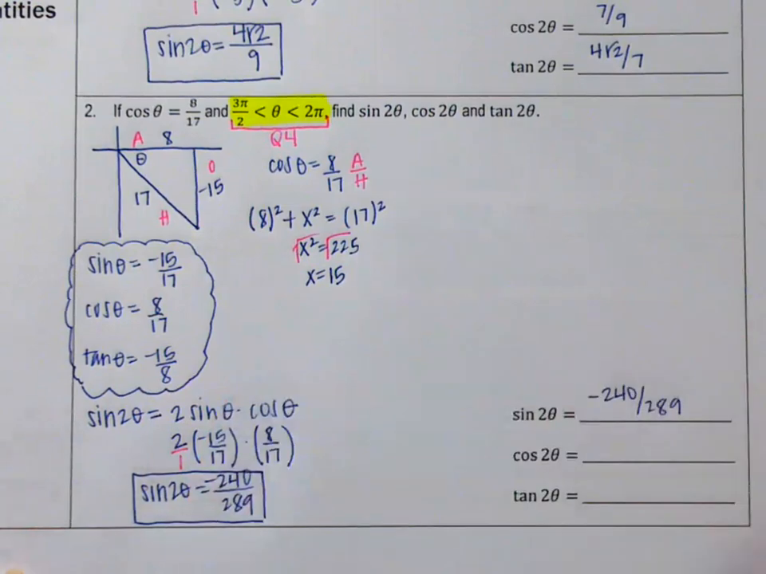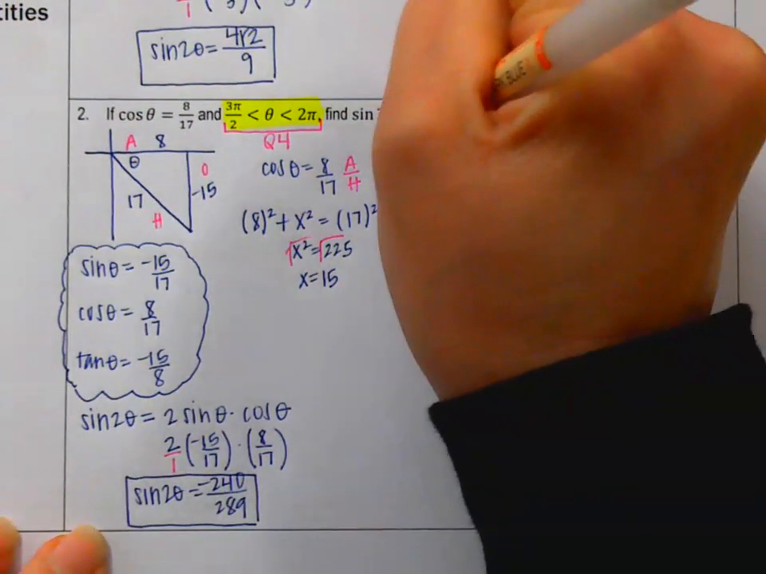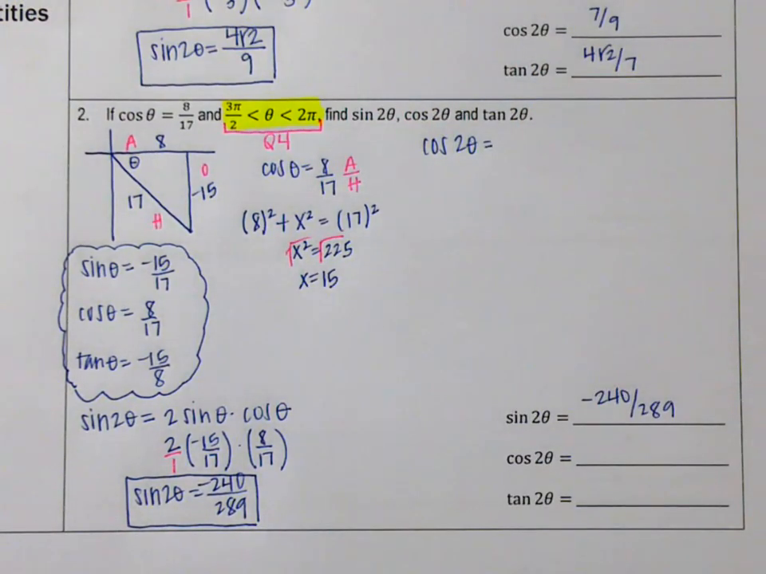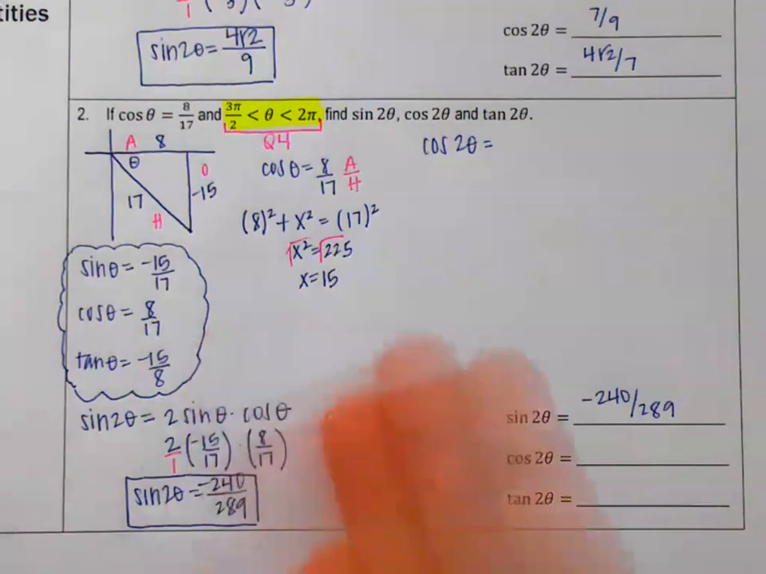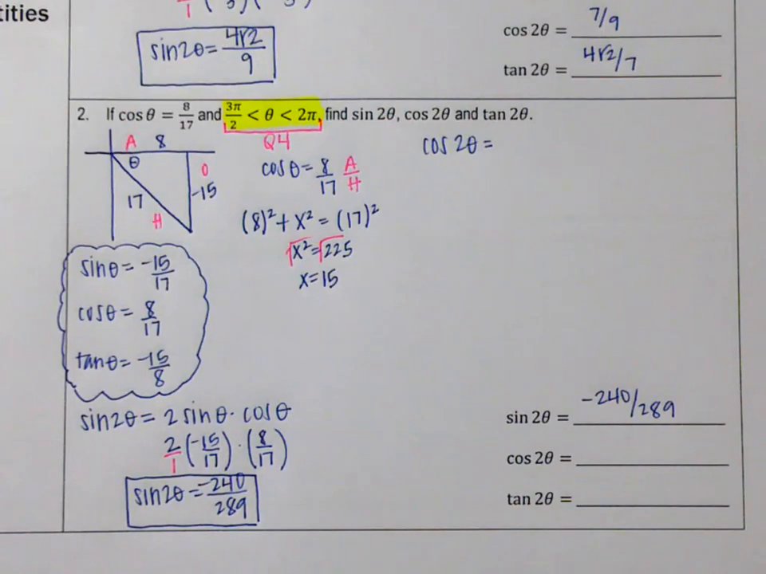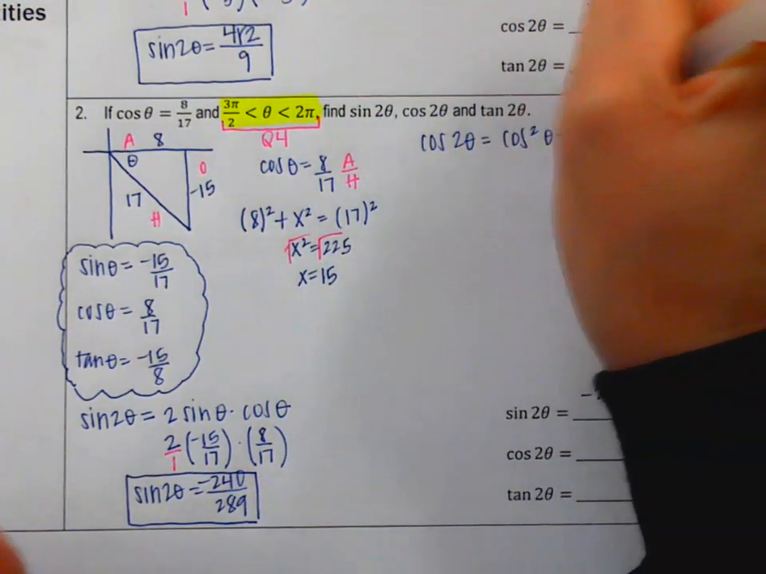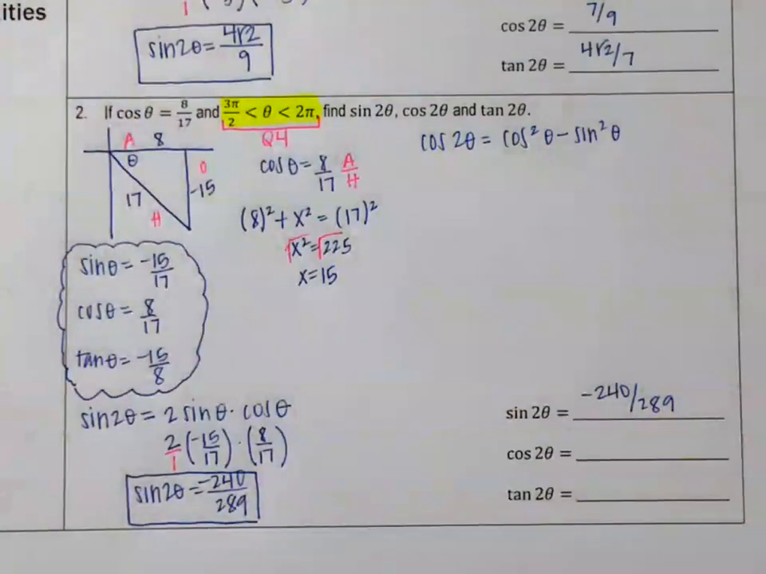And then let's move on to cosine. So cosine 2 theta, you can use any of your formulas. Again, it doesn't matter what formula you use. There's no preference here. So I'm going to actually use cosine squared theta minus sine squared theta because both of my sines and cosines are pretty easy, but it doesn't matter. So I'm going to use cosine squared theta. If you used a different one, you should still get to the same answer.